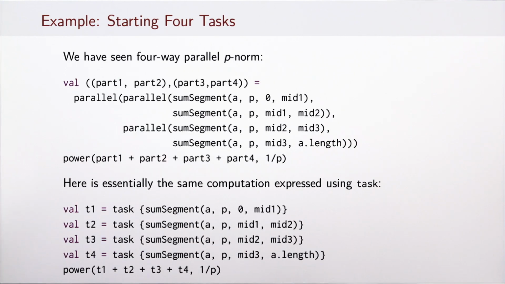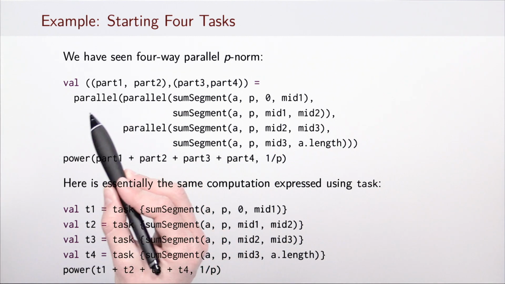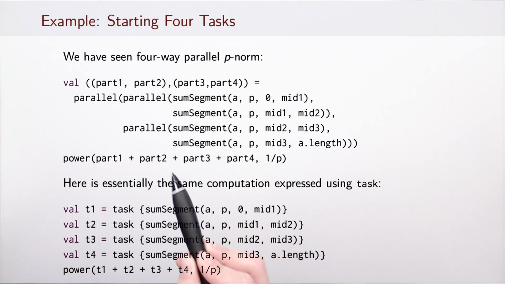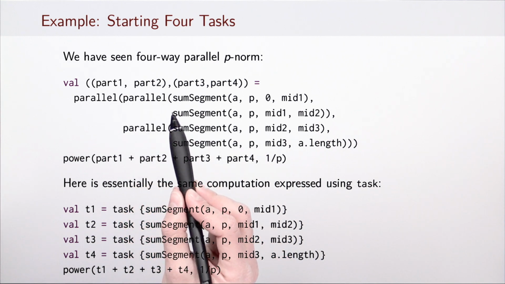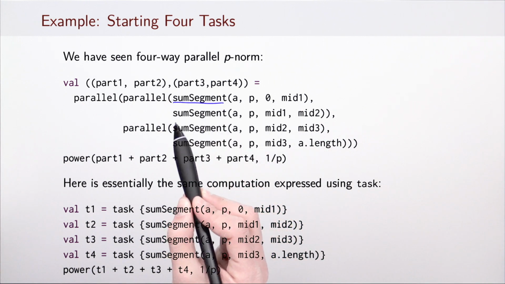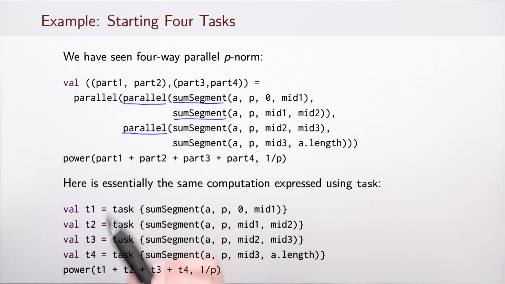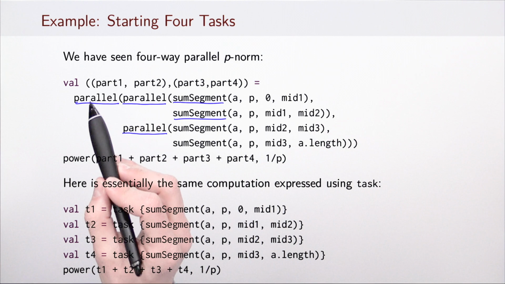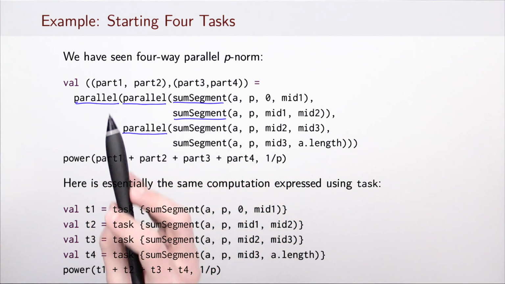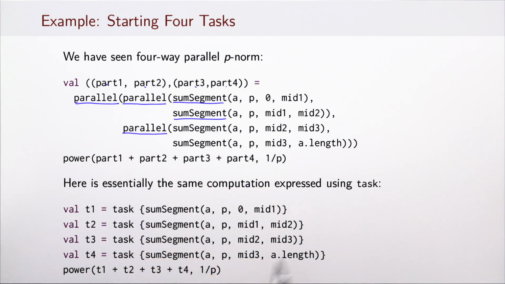Let's see an example of expressing some of the patterns we have seen before using task. We have seen how if we wish to compute 4 sum segments in parallel, we can do it using the parallel construct by first defining computation that computes 2 segments in parallel, then it computes another 2 segments in parallel, and then these 2 are computed in parallel using another parallel construct. What this will return is then a nested pair of pairs that contains the 4 values we are interested in. Then we can, of course, sum up these 4 values and raise them to the power of p or 1 over p or whatever we are interested in.